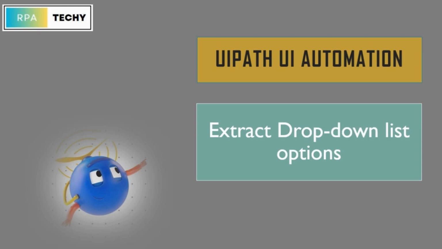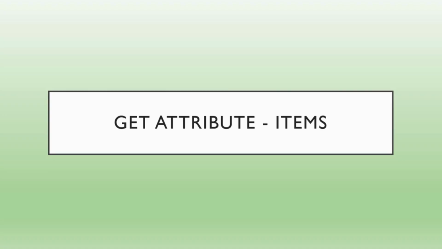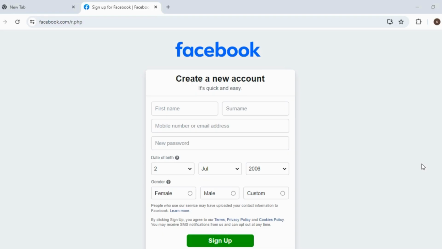So let's see how we can extract all the options available in the drop-down list element in UiPath Studio, using the getAttribute activity and passing items as an attribute. For the demonstration purpose, I have taken the Facebook sign up page. So let's see how we can extract all the months in the month drop-down list element.